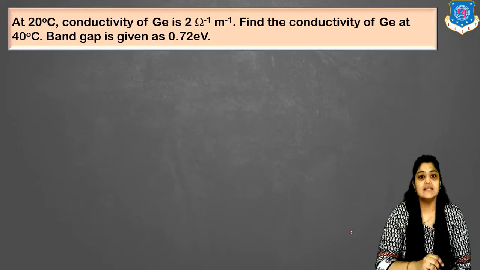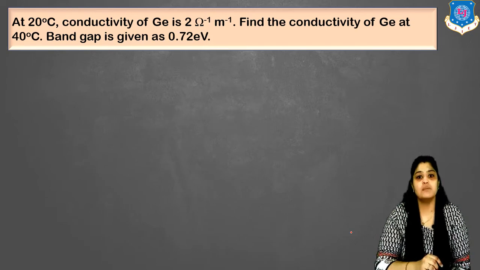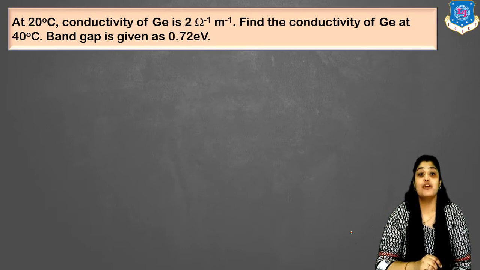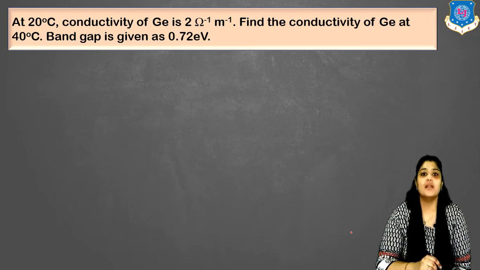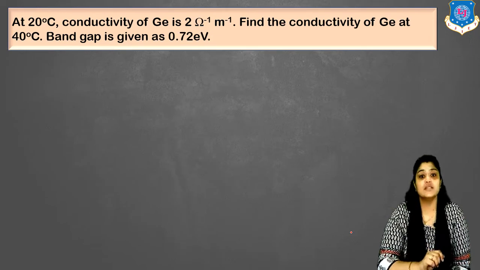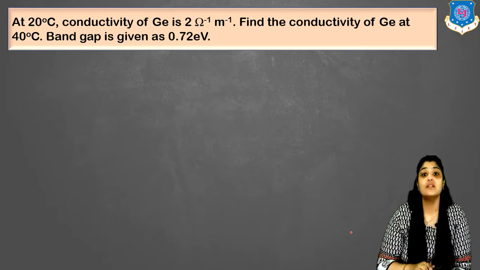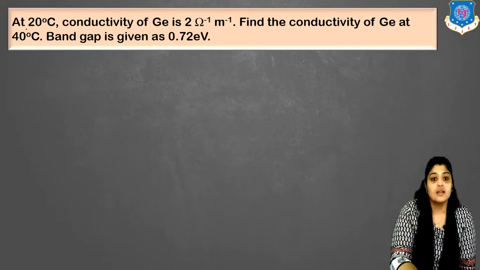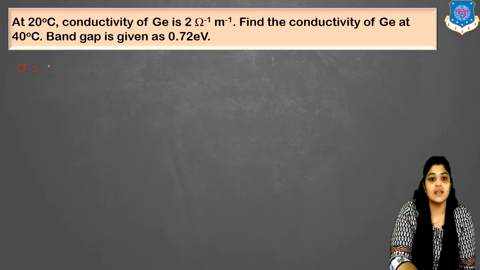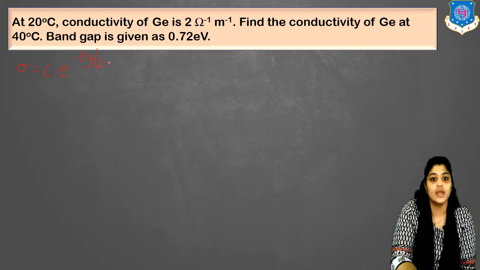At 20 degrees Celsius, conductivity of germanium is 2 ohm meter inverse or mho meter inverse. Find the conductivity of germanium at 40 degrees Celsius if the band gap is given to you. Which formula will you use? You'll use the equation of conductivity, not with intrinsic concentration, because that is not given. You are given the conductivities at two different temperatures. So you will be using the formula sigma is equal to C into e raised to minus Eg upon 2 kBT.